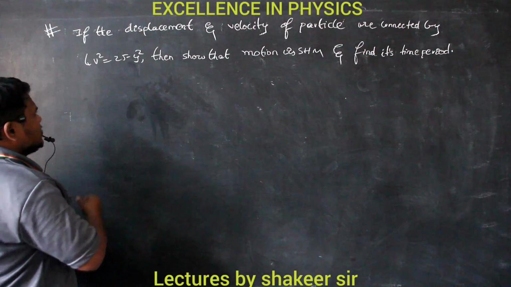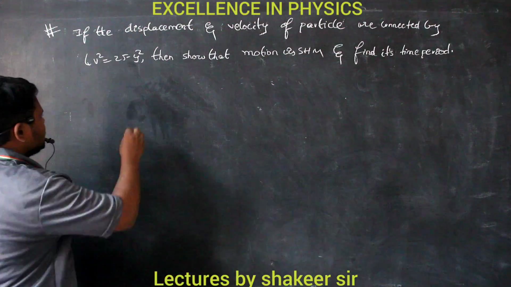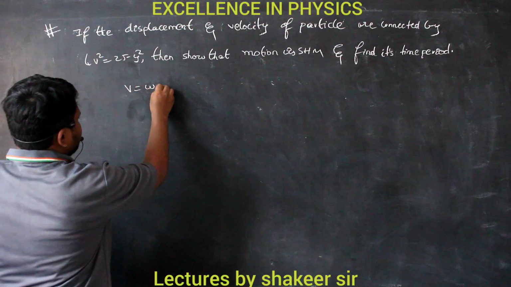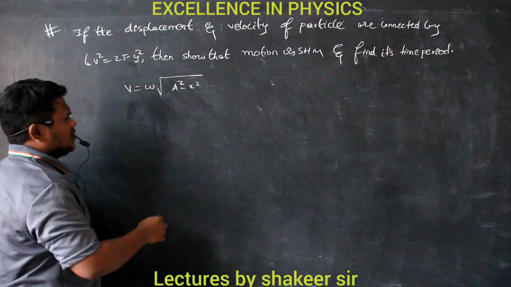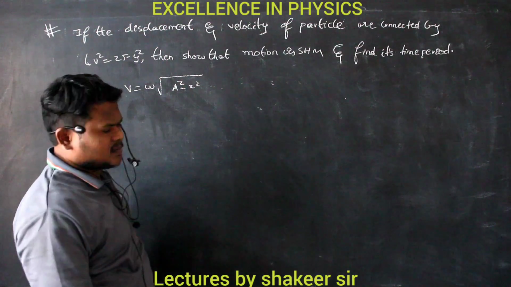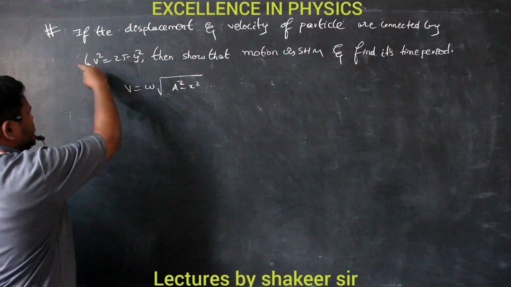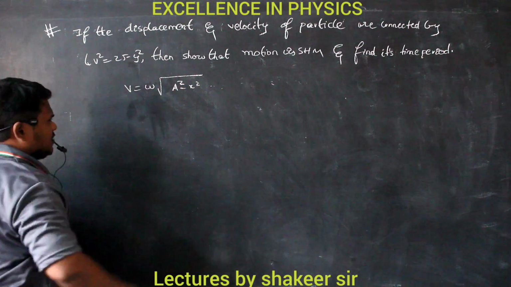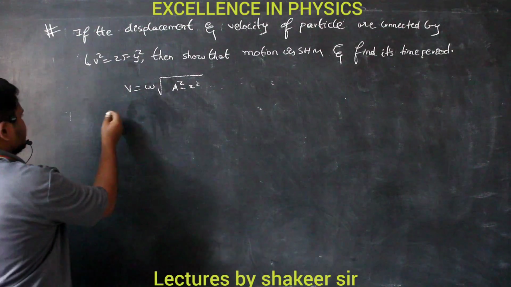So the equation which gives a relation between displacement and velocity, what is that relation? v = ω√(a² − x²). This is the relation, and this is the x when the particle is displacing along the x-axis. So if I can convert this relation into this form, then definitely I can say this motion is a simple harmonic motion. Let us see how we can convert.